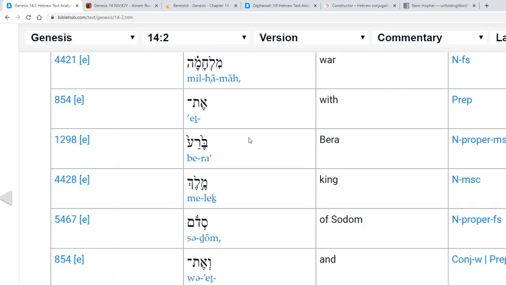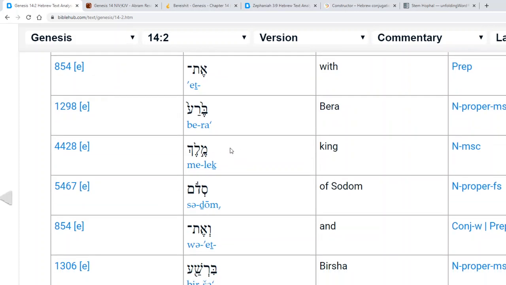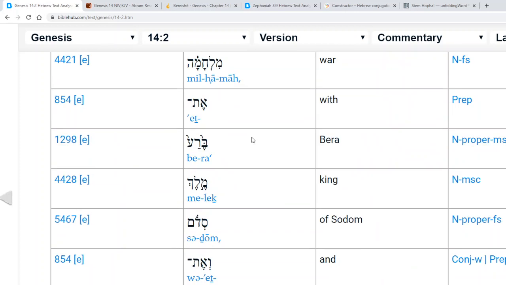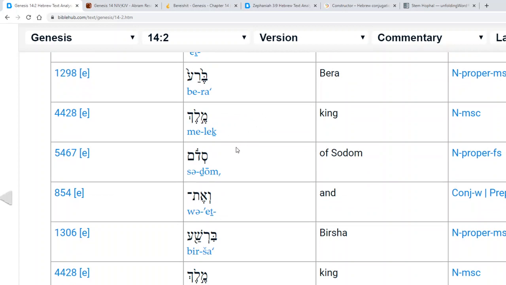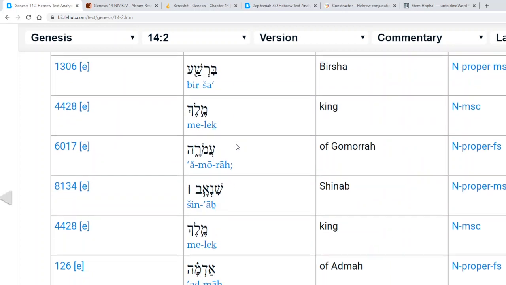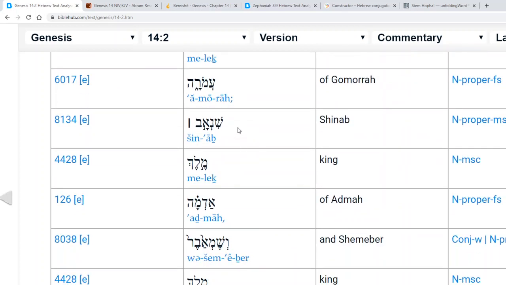Okay, et Bera, which is a place, Melech Sdom, right? So king of Sodom. Melech, we just had. Ve'et, so again, upon, right? This is the direct object marker. I disagree. I don't think it's the preposition. Et Birsha, which is his name. Melech Amorah, the king of Gomorrah. So Sodom and Amorah.